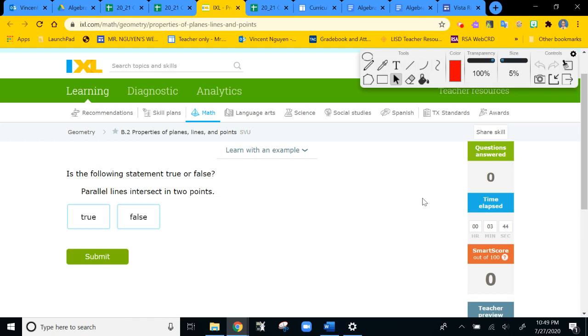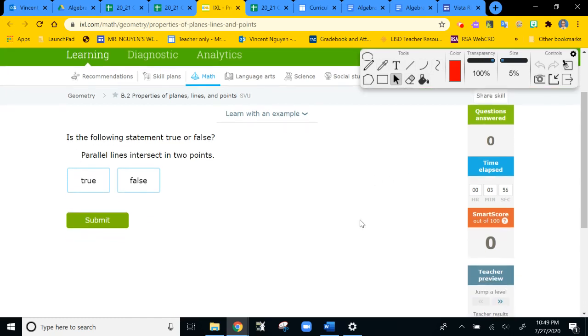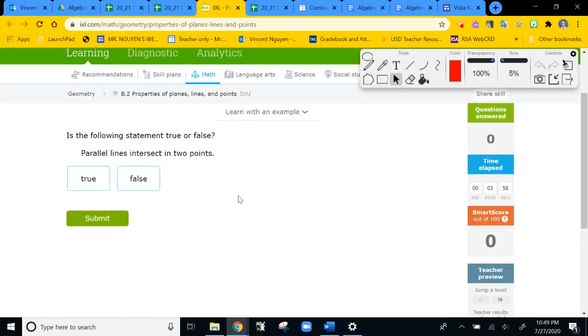These are just basic properties of geometry, and most of them are just definitions. So if you study your definitions pretty well, you should be okay with this practice. So let's go ahead and start with this first problem. Here we are determining whether something is true or false, by definition or by their properties.